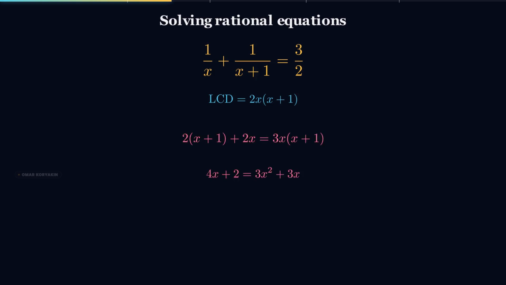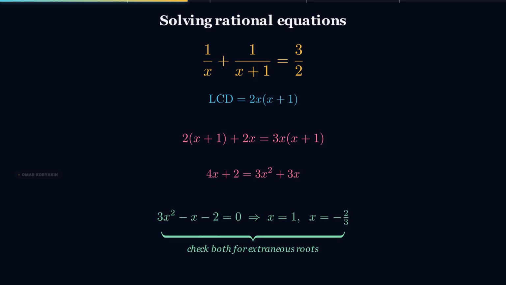Multiplying through gives 2 times x plus 1 plus 2x equals 3x times x plus 1. Expand both sides. 4x plus 2 equals 3x squared plus 3x. Move everything to one side. 3x squared minus x minus 2 equals 0. Factor or use the quadratic formula. The solutions are x equals 1 and x equals negative 2/3. Check both in the original. Neither makes the LCD 0, so both are valid.